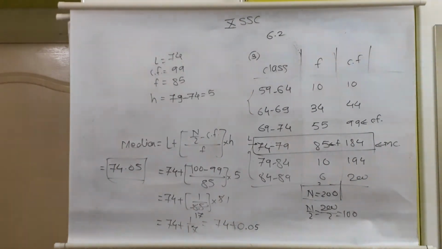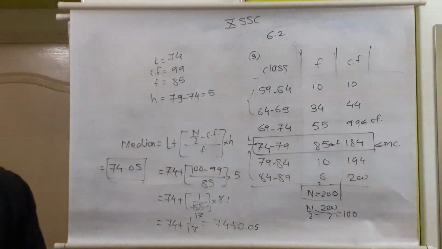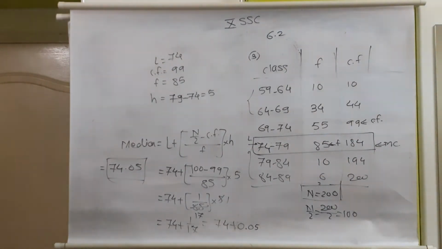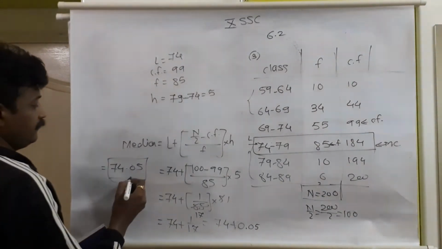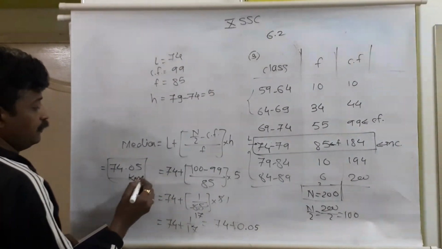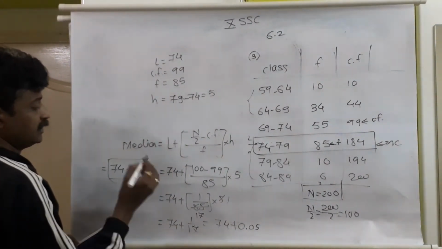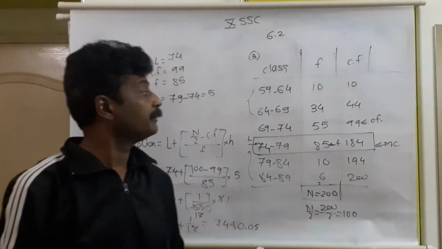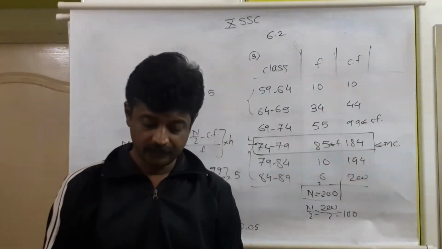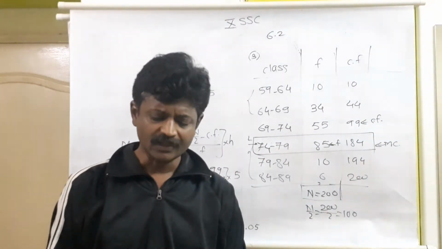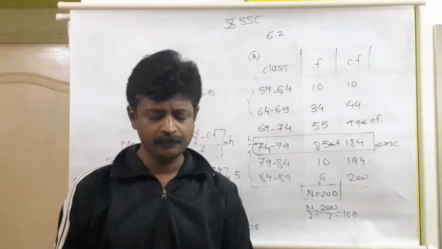So here it is mentioned in the question that this is related to speed. Average speed of vehicles in kilometer per hour. So the final answer should be 74.04 kilometer per hour, which is the median speed of the cars as per the information provided to us.